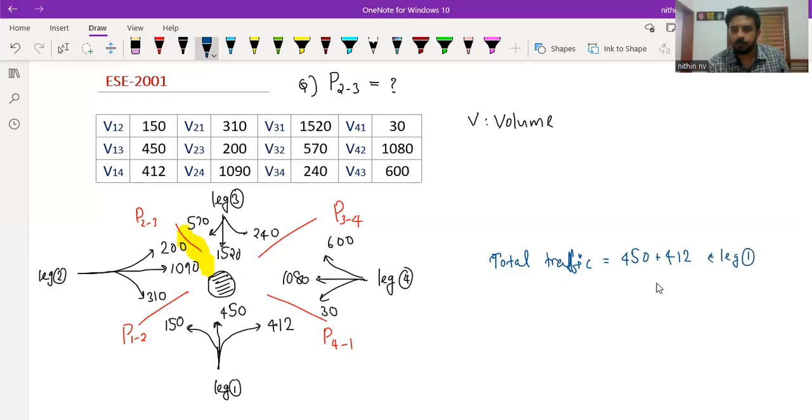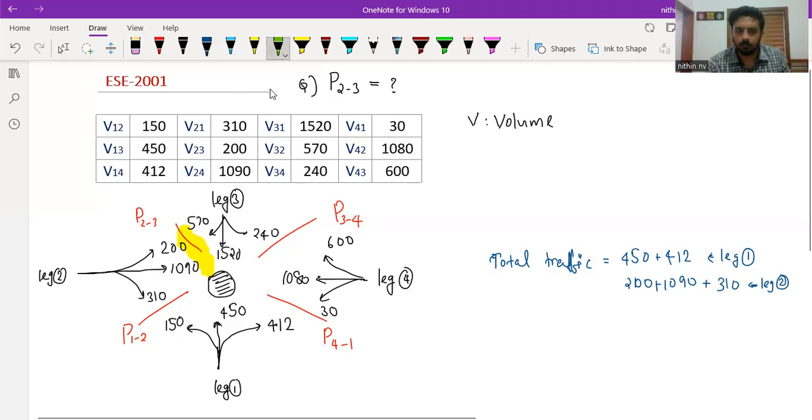This is leg 1. Now from leg 2, all the things will come now. So 200 plus 1090 plus 310. So this is actually from leg 2. Just for your understanding, I'm writing like that. Now again, I need to add from leg 3. That 240, no, 240 is going to leg 4. It's not going to use that particular location, right? 240 will directly go like this. It's not going to use that.